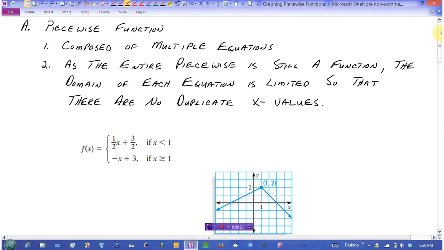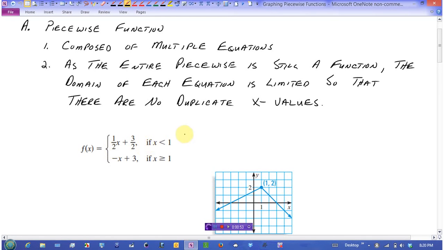The first thing is that a piecewise function is going to be composed of multiple equations. Now, the whole thing is still a function, and here's an example of one down here. You can see that it says f of x is equal to, and then it's got two equations. So it is a function, meaning we cannot have duplicate x values. It still has to be able to pass the vertical line test. But depending on what value of x we're going to want to put in it, we use a different equation.